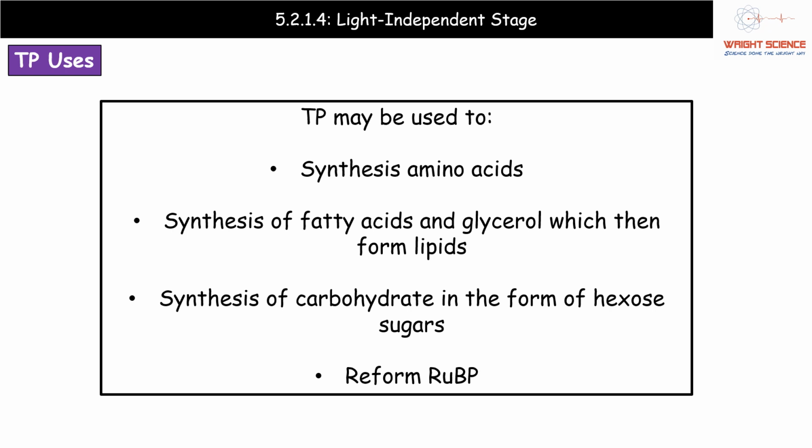So make sure you know at least 3 of those from our list, because that way, whatever you're asked to do, you should be able to answer it. Make sure you remember reform RuBP without a shadow of a doubt, and then 2 things that we can also synthesize from TP, and you'll be absolutely fine on those questions.